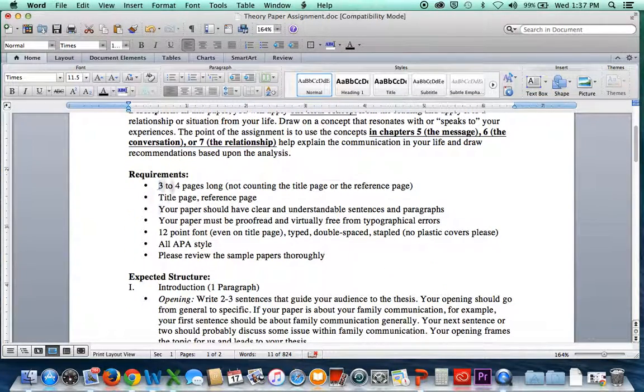It's going to be 3 to 4 pages long. That doesn't count the title page and reference page. You should have a title page and reference page. Clear, understandable sentences, and it has to be proofread. 12-point font, even the title page. Don't make some weird title page that has all kinds of designs and things. APA style, and review the sample paper or papers online thoroughly before you write yours. Sample papers will help demystify what I'm looking for.